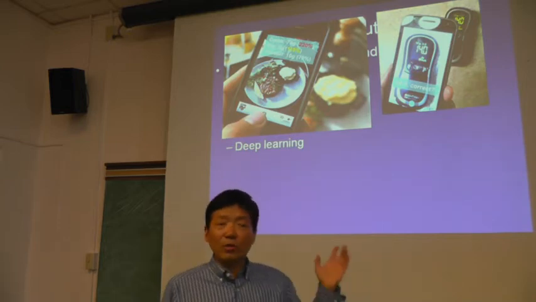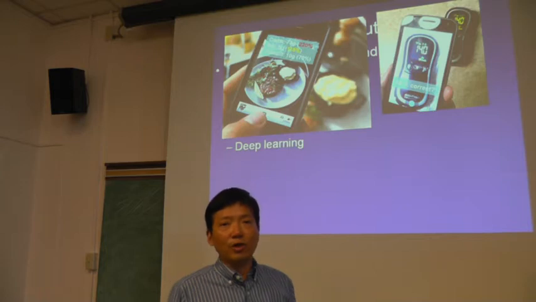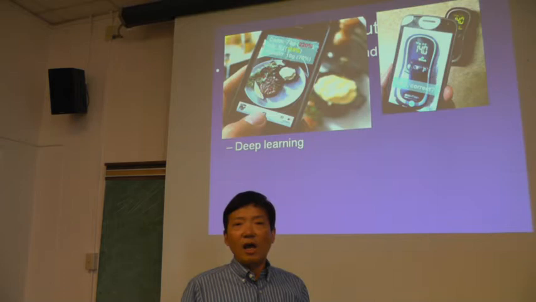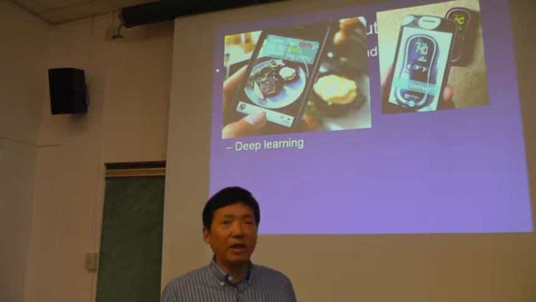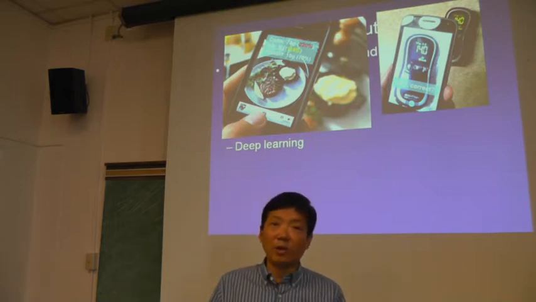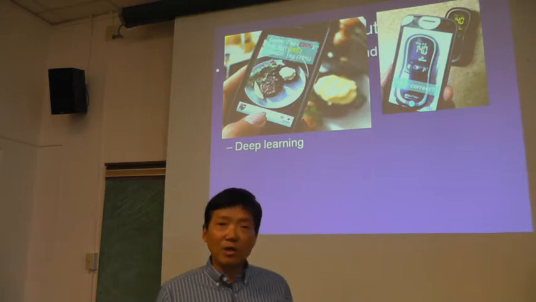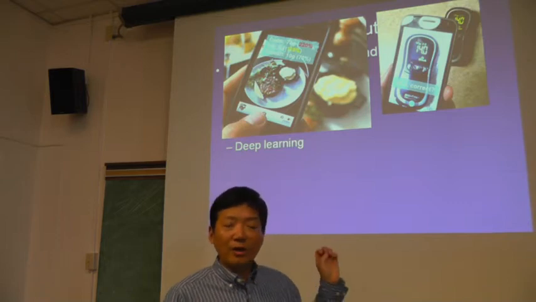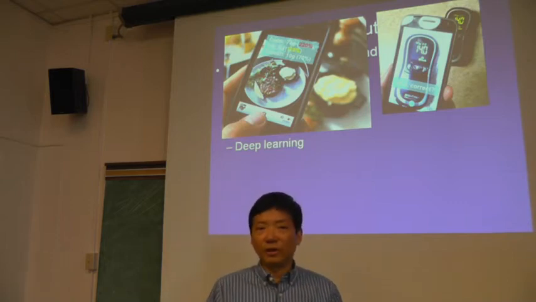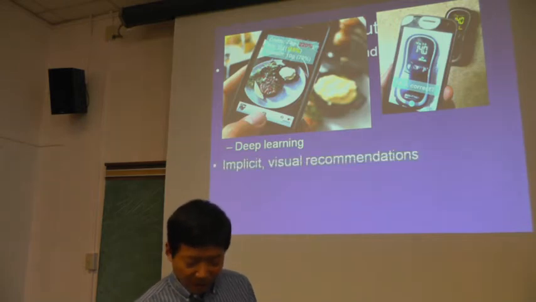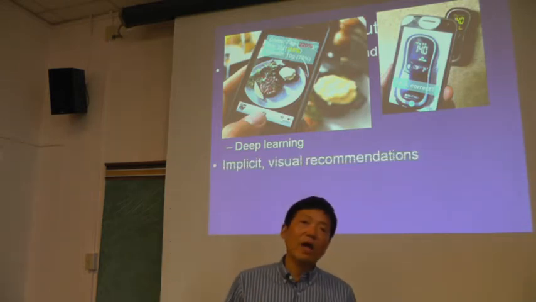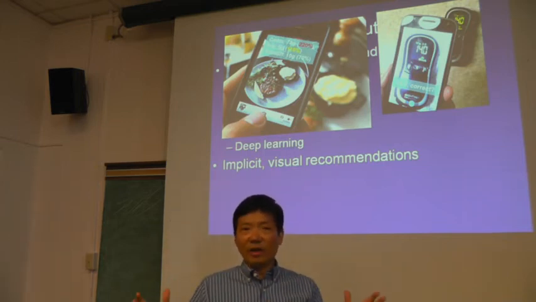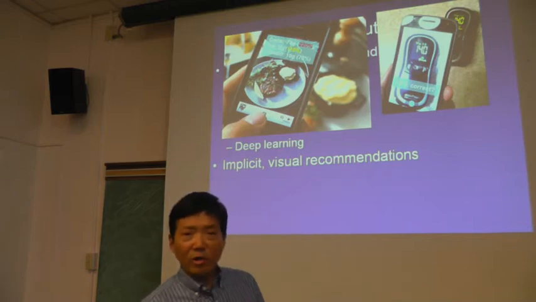So to do this, we are doing very recent research called deep learning. Deep learning is one of the machine learning areas that is very recent, that is studied in Google, Microsoft, Facebook, all these companies, to analyze images and voice. So we are also researching deep learning to see how it could help to recognize those foods directly. So that's one direction. The other direction is that we want to have some implicit and visual recommendation. Remember earlier we had text recommendations, right? But we want to have some visual recommendations.